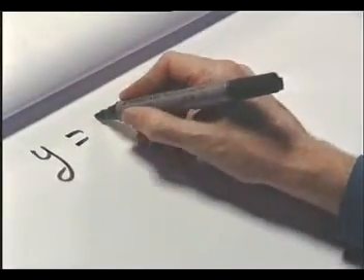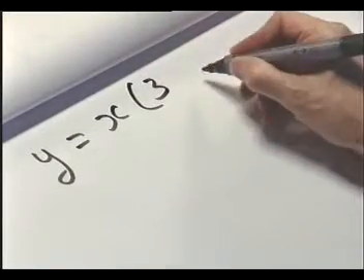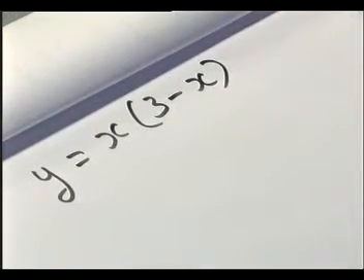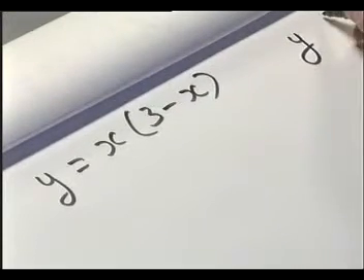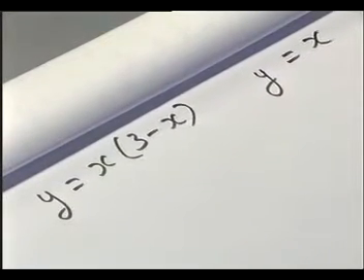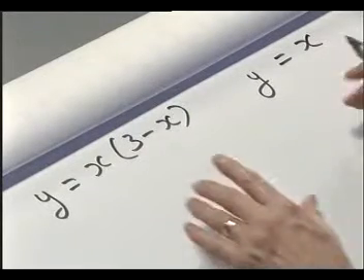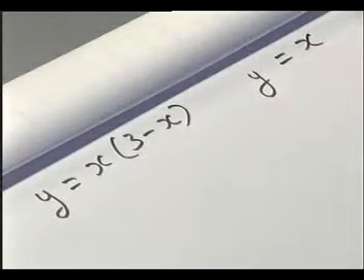Now, we can work out the area between a curve, the x-axis, and some given values of x, the ordinates. We can extend this technique, though, to working out the area contained between two curves. Let's have a look at that. Supposing you've got the curve y equals x times 3 minus x, and we've got the straight line y equals x. And we say, what's the area that's contained between these two curves?